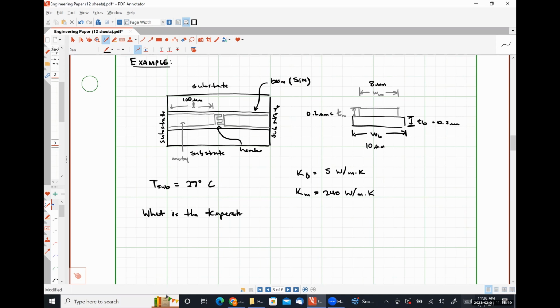What is the temperature of the heater if its input power is 0.1 milliwatts and we can neglect radiation and convection losses?